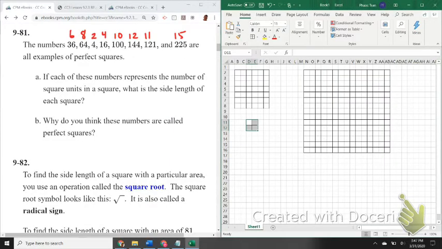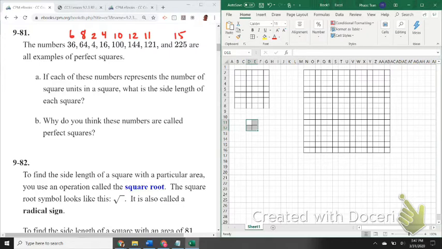Alright guys, welcome back. So to answer part A, if each of these numbers represents the square units of a square, the side length of the square of 36 would be 6, because 6 times 6 is 36. The area of 64, the side length would be 8, because 8 times 8 is 64. 4 would be 2, 16 would be 4, 100 would be 10, 144 would be 12, 121 would be 11, and 225 would be 15.